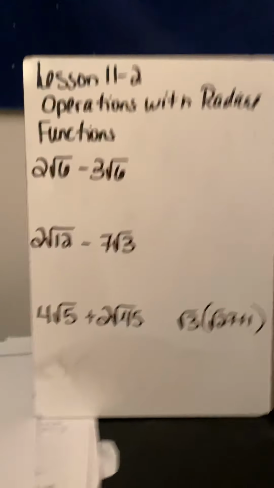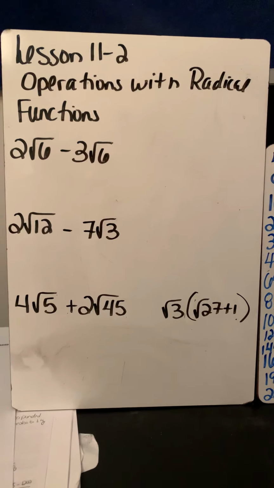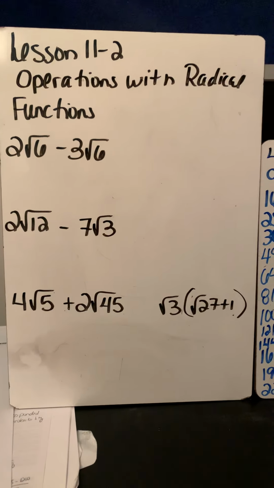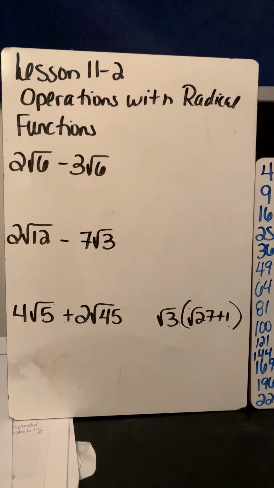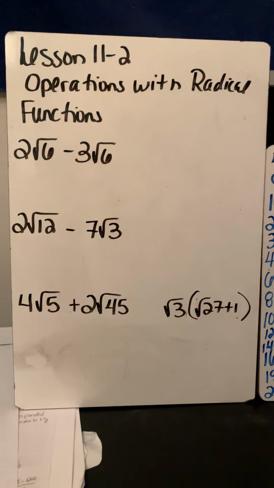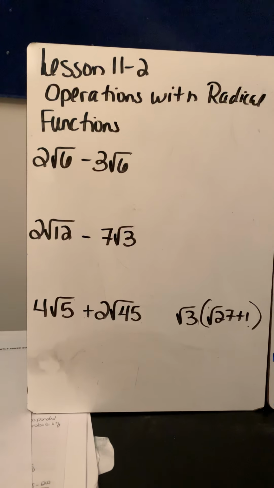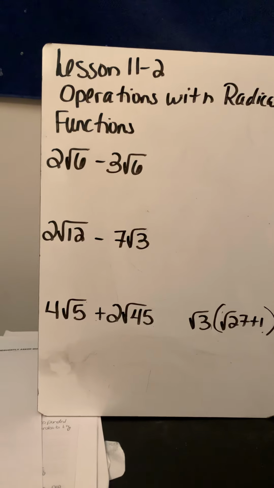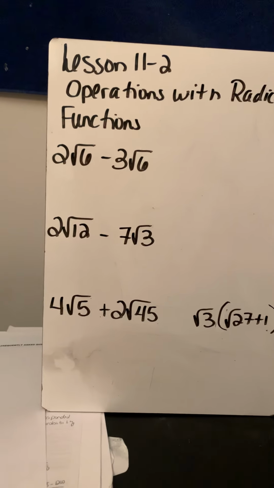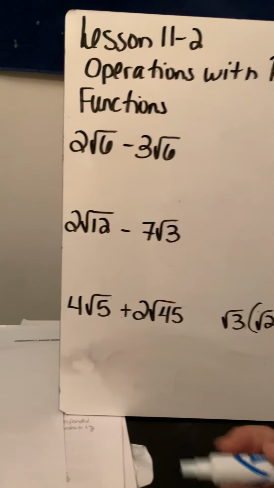All right, Algebra 1, we're going to go ahead and go to Lesson 11-2, Operations with Radical Functions. So we're going to be adding, subtracting, multiplying, and dividing, using our radicals and combining like terms and so forth. When you are adding or subtracting your radical functions, they have to have like radicals.